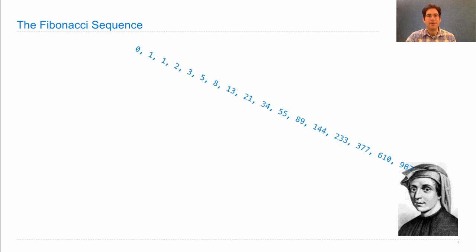It starts with 0, and then 1, and then every element after that is the sum of the previous two elements. So 0 and 1 make 1, 1 and 1 make 2, 1 and 2 make 3, etc. And you can see that it starts getting fairly large before too long.